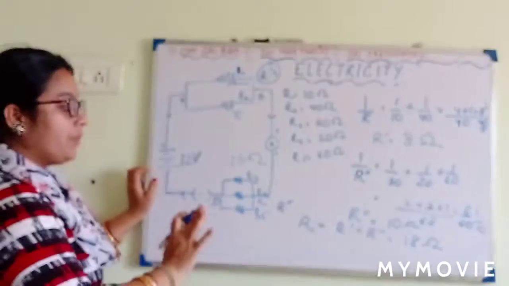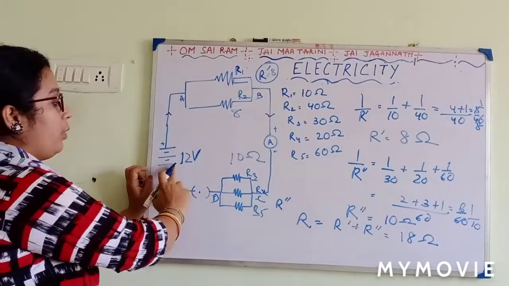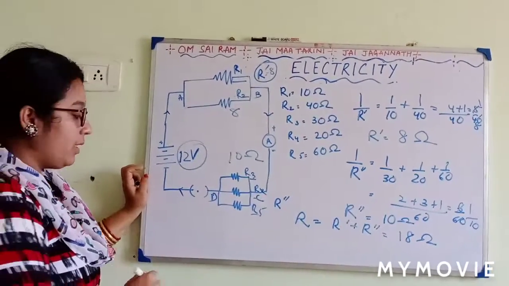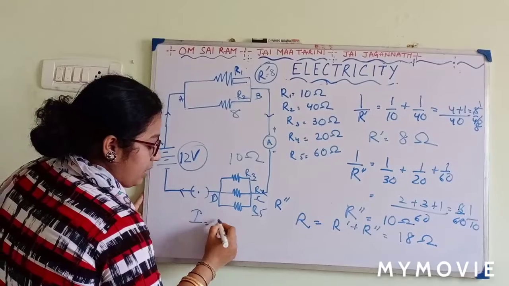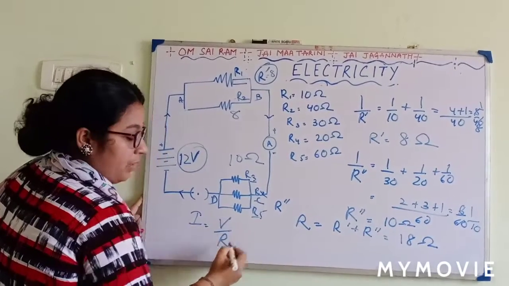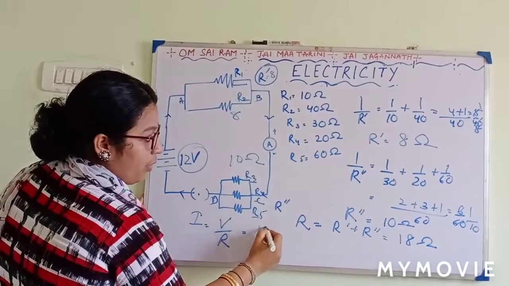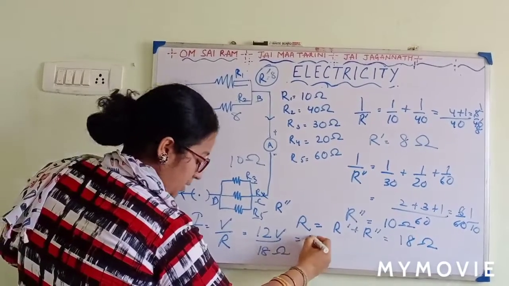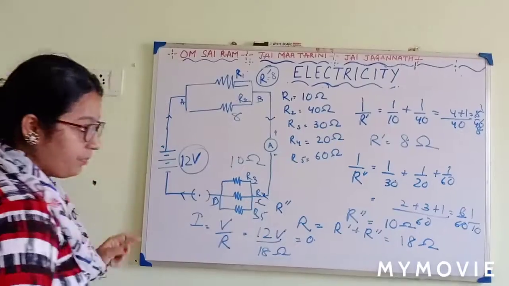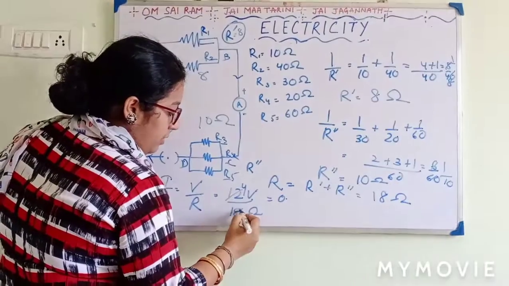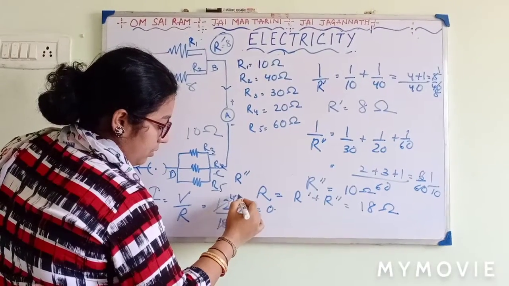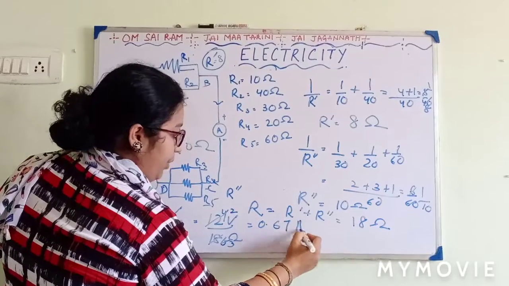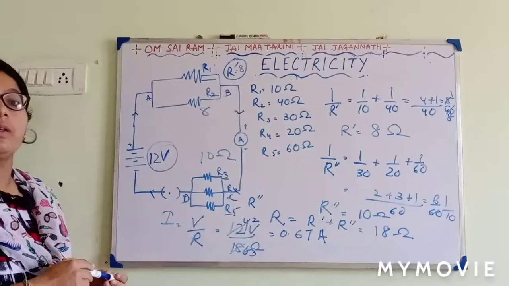Clear till here? Now since we got our R and we have a battery connected of 12 volt, we can calculate the current. What is I? I is equals to V by R. So that is equals to, what is V? 12 volt by 18 ohm. So how much is this? 0.67 ampere. So we got our current flowing through the circuit.